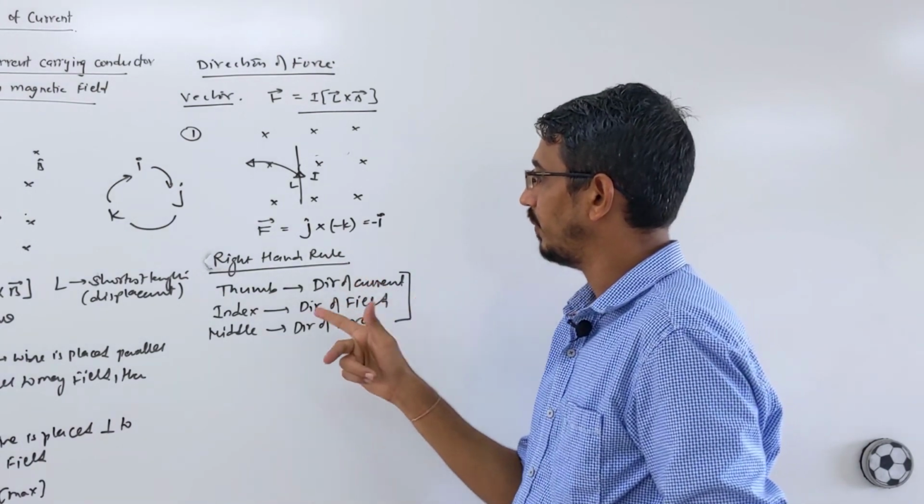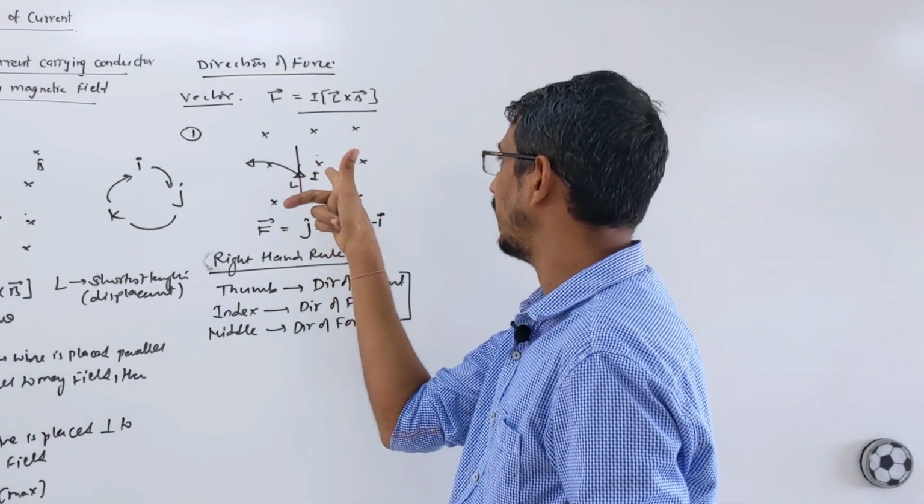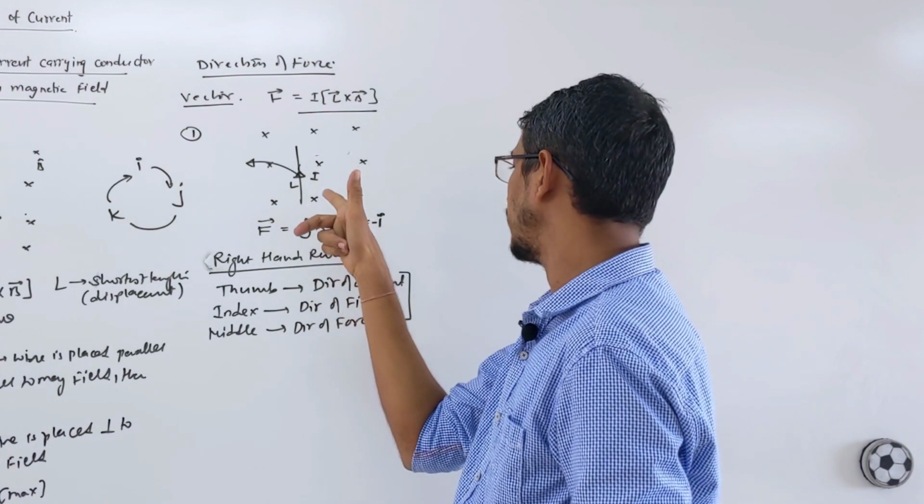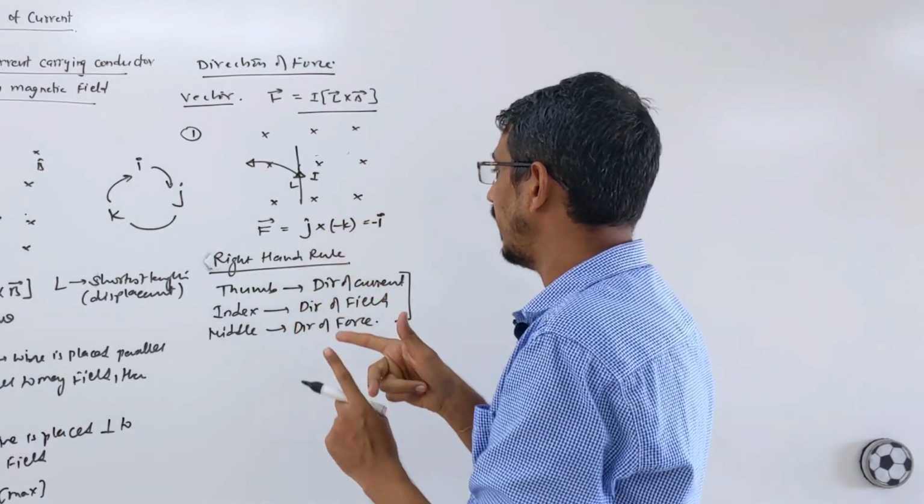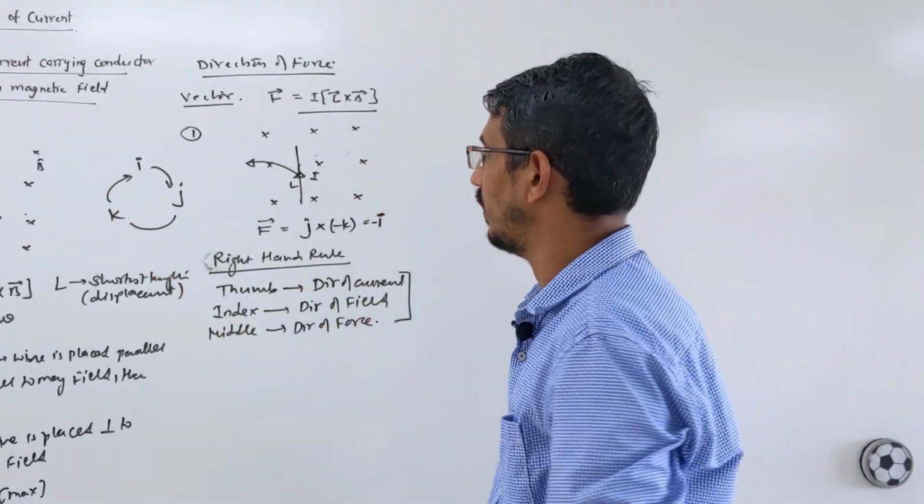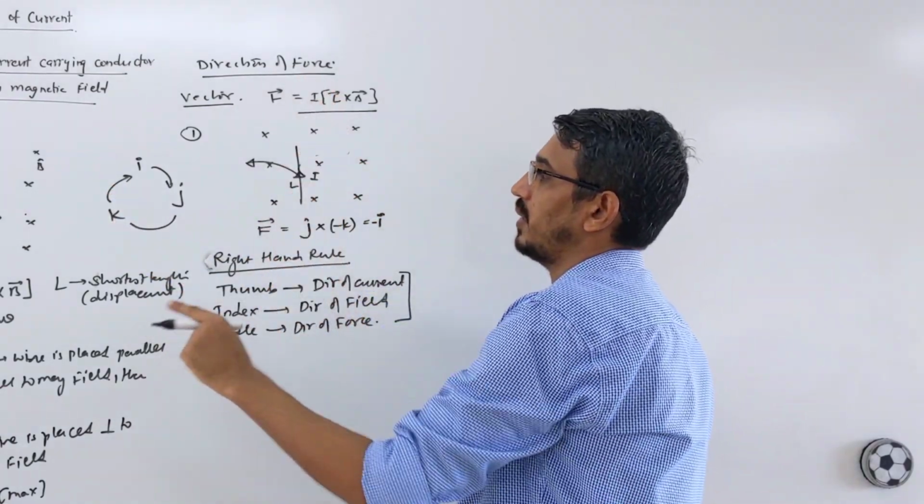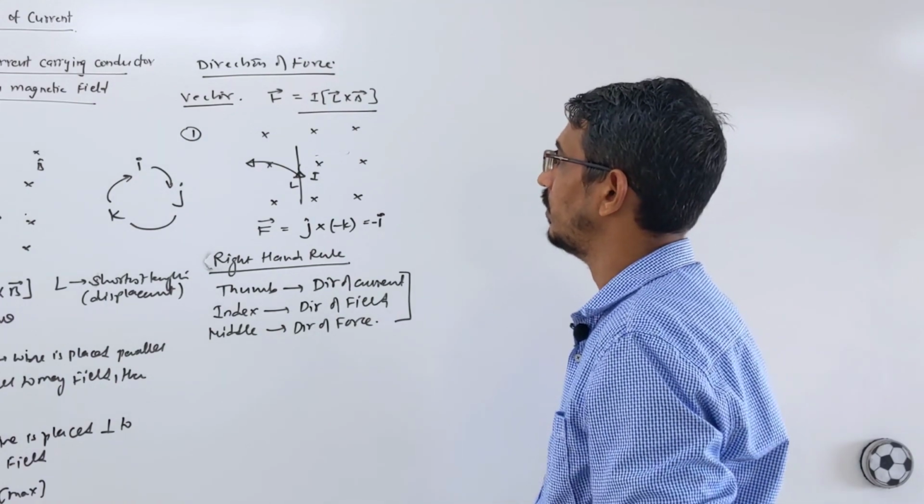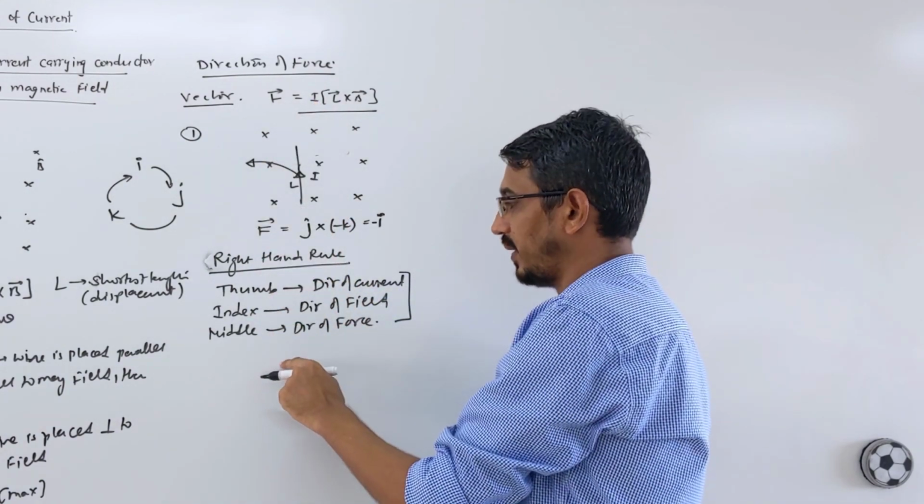Now let's see the hand rule. The thumb shows the direction of current, which is upward. The index finger shows the field inward. So force is towards the left. Okay, this is your right hand rule. So for the direction of the force on a current carrying element, you have 2 rules: the vector method or your right hand rule.